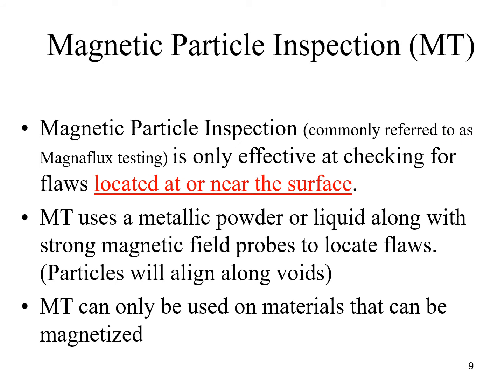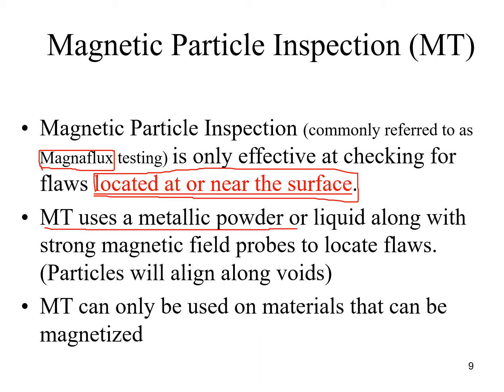Magnetic particle inspection, commonly called magnaflux test, is only effective at checking for flaws located at or near the surface. Okay, not at the depth. MT uses metallic powder. This metallic powder has to be magnetic, or liquid, along with strong magnetic field probes to locate flaws.